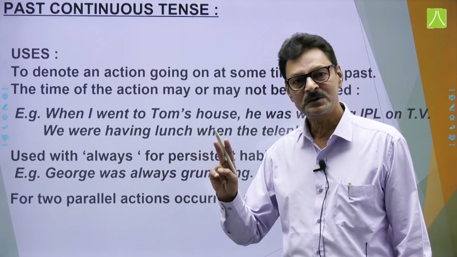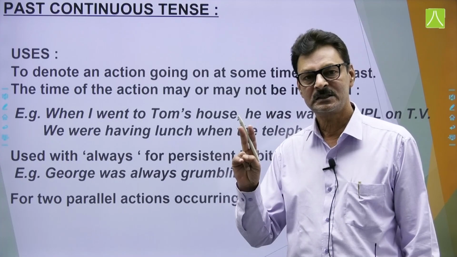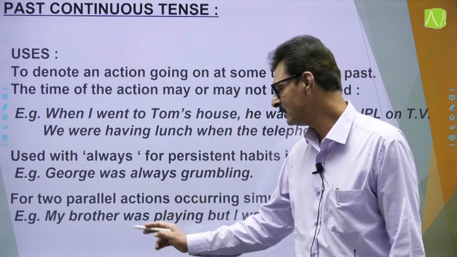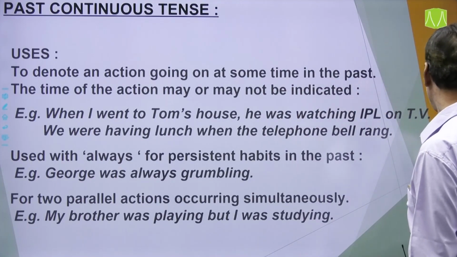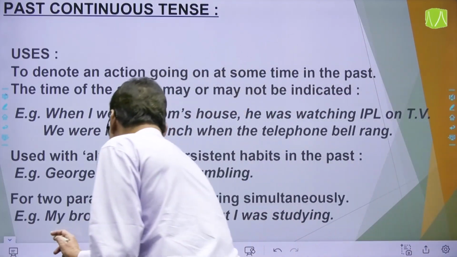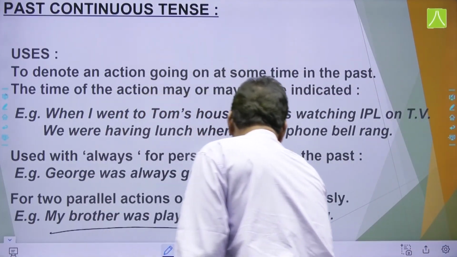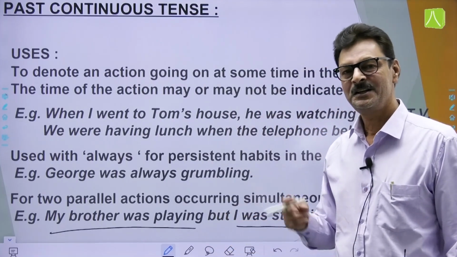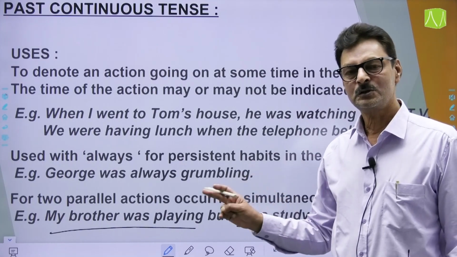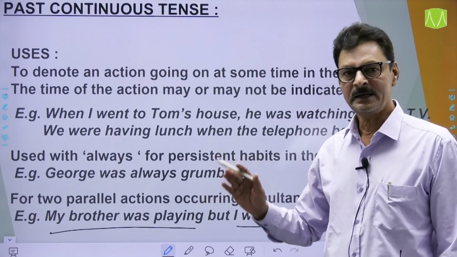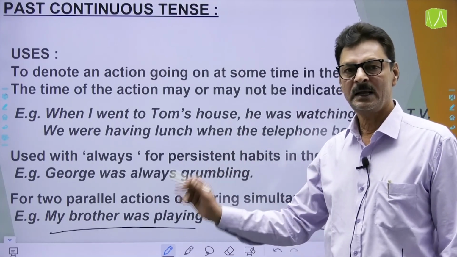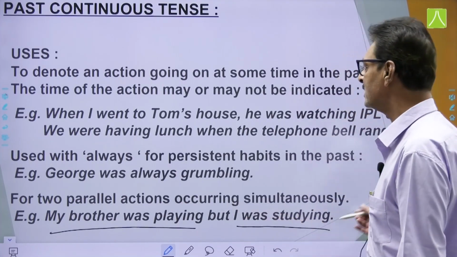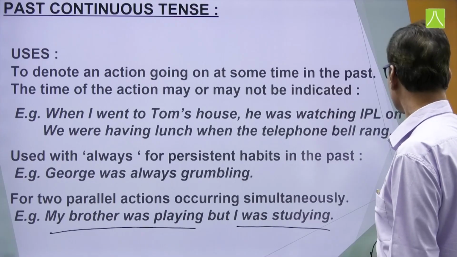We can also use this for two parallel actions. Two parallel actions will be going on. We can use past continuous tense. My brother was playing, but I was studying. Two actions were on. My brother was playing, but I was a sincere student. I was studying. So for two actions also at the ongoing time, in continuity, somewhere in the past, we can use this past continuous tense. So this is how this tense has to be used.